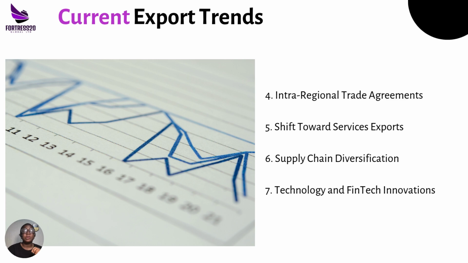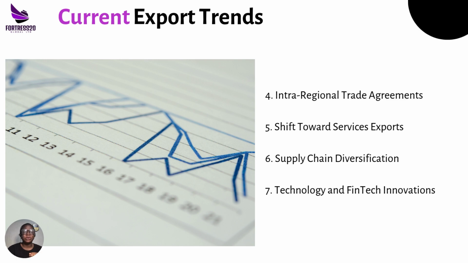Number six, supply chain diversification. Companies are spreading their supply chains to avoid relying on just one country or region, especially after COVID. This trend gives financial institutions a chance to provide trade finance products that help their businesses manage complex multi-country supply chains.